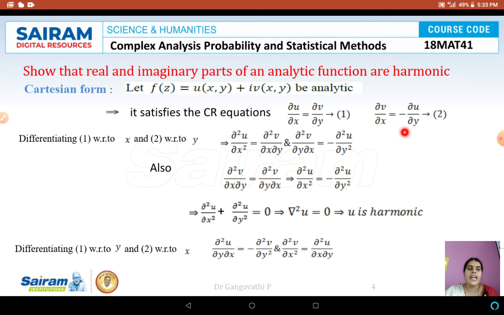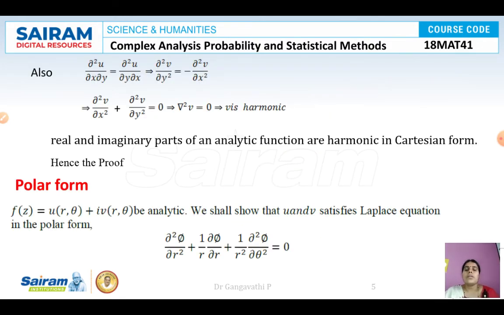And when we differentiate the second equation with respect to x, we get dou square v by dou x square is equal to minus dou square u by dou x dou y. Now we also know that dou square u by dou x dou y is nothing but dou square u by dou y dou x. With this result, the previous expansion gives us dou square v by dou y square is equal to minus dou square v by dou x square. So transfer this negative term towards this side. We get dou square v by dou x square plus dou square v by dou y square is equal to 0, which can be written as del square v is equal to 0. If del square v is 0, it implies that v is harmonic.